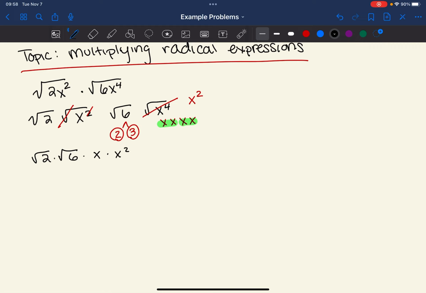So now we just start simplifying further by combining the radicals together and combining everything that's on the outside. So on the outside we have x and x squared, so it's going to be x to the third. And then we have the square root of 2 and the square root of 6. So we could go ahead and write it just like this. Or we could combine this and this becomes the square root of 12.